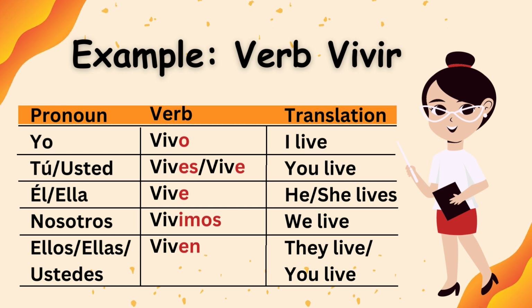Finally, let's show you how to conjugate in present tense when the verb ends in ir. Yo vivo. Tú vives. Usted vive. Él vive. Ella vive. Nosotros vivimos. Ellos viven. Ellas viven. Ustedes viven.